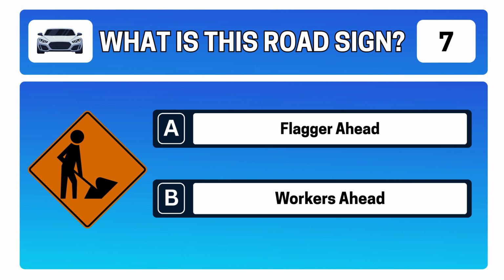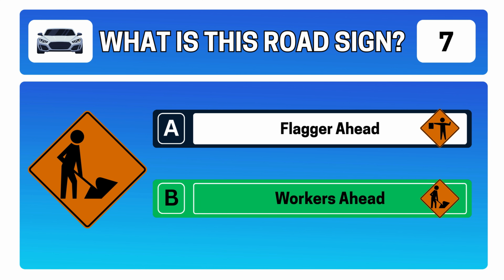What is this road sign? A. Flagger ahead. B. Workers ahead. Excellent. It is the workers ahead sign.